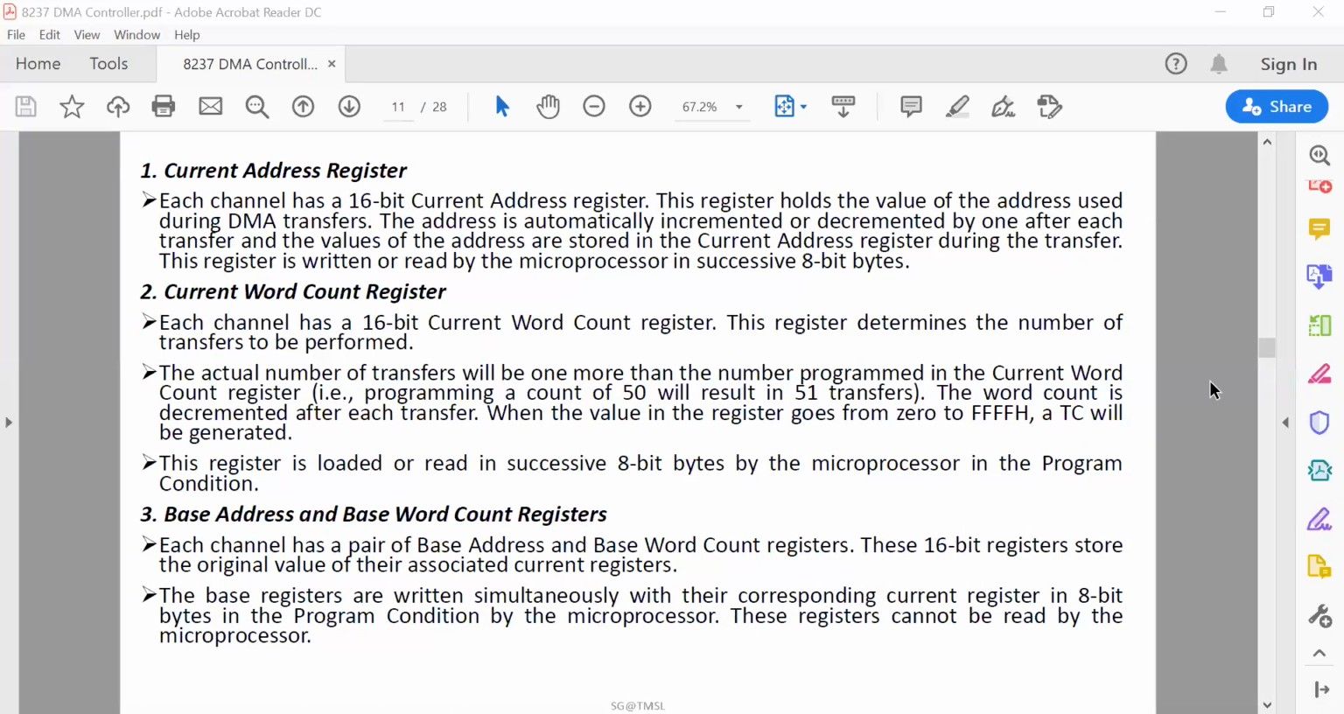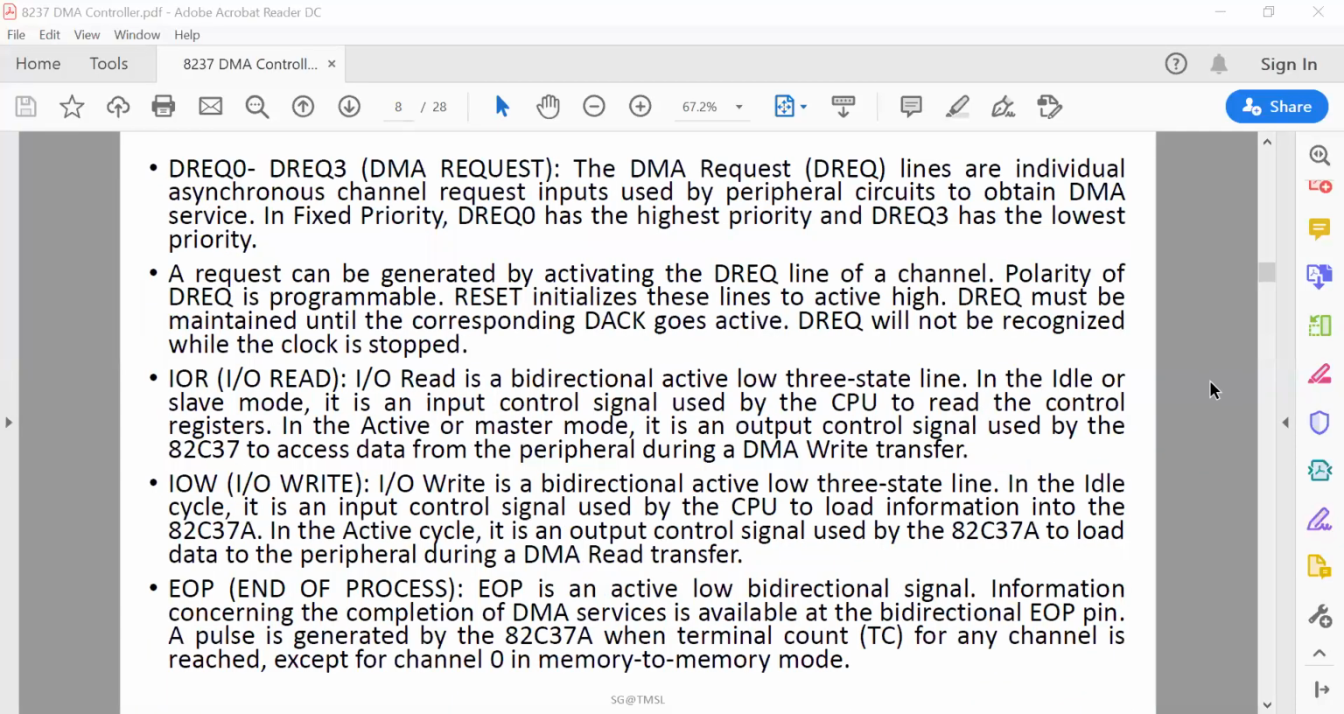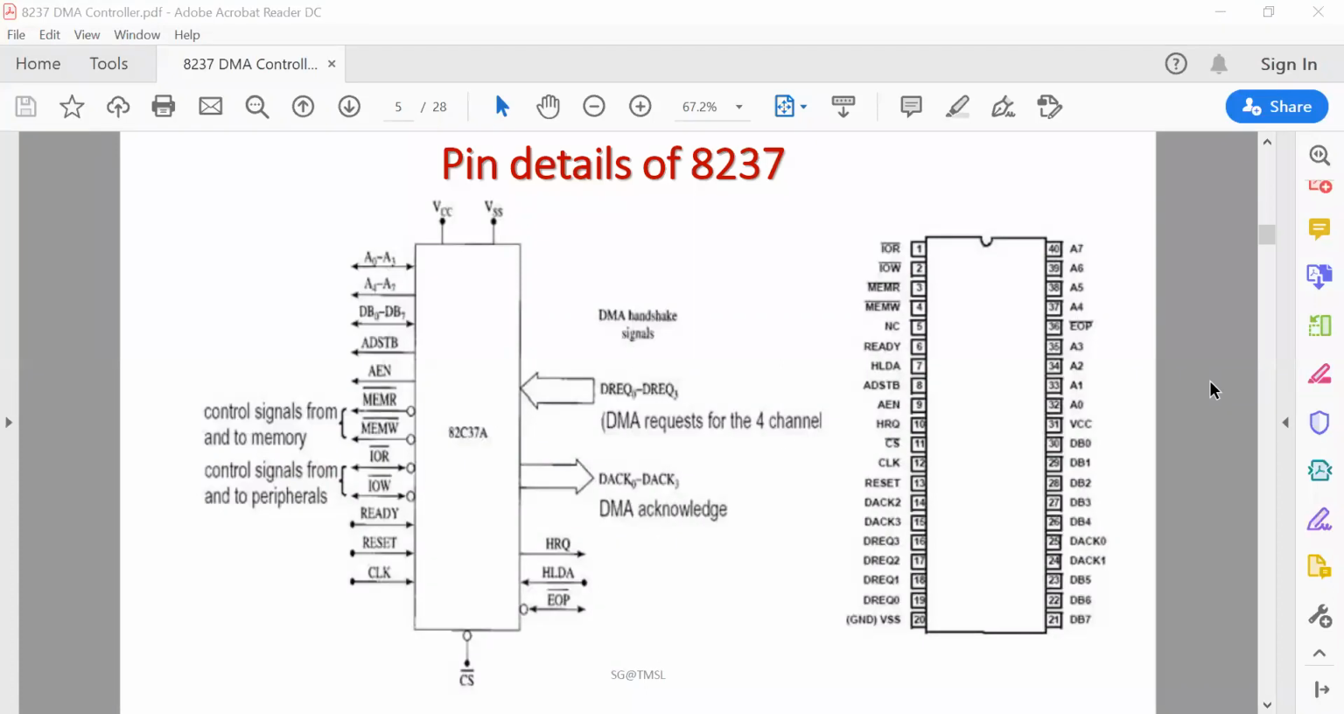Okay, 4 channels first. Let me show you the 4 channels here. So this DREQ 0 to DREQ 3, these are DMA requests for the 4 channels. Like for channel 0, that is DREQ 0 and DACK 0. One is the request channel, another is the acknowledge channel. For channel 1, there is the DREQ 1 pin and the DACK 1 pin.